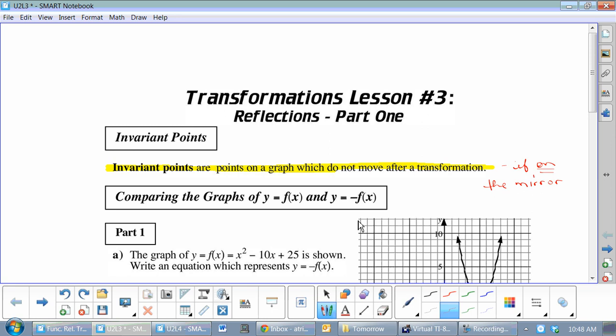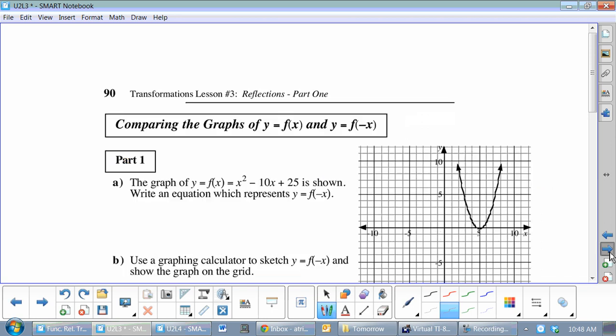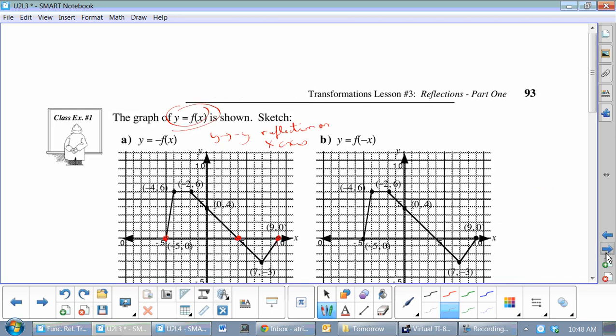Now, I said that the diploma loves domain and range. They love invariant points too. So there'll be a domain range guaranteed, domain range and an invariant point question. They love them. Maybe this is the first time they'll never do it, but I doubt it. So those are all invariant points. Why? Because they're on the mirror. So they're not moving. Remember, invariant points mean don't move.